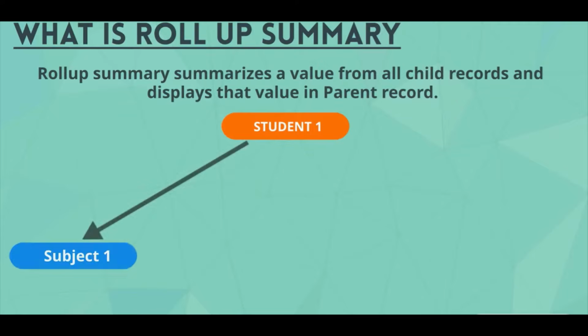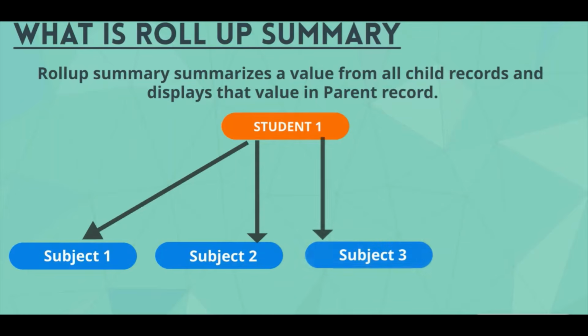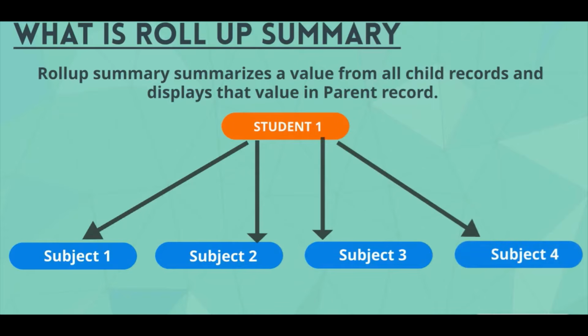First things first, what is a rollup summary? Rollup summaries summarize a value from child records and display that value in the parent record. Let's see that with an example.